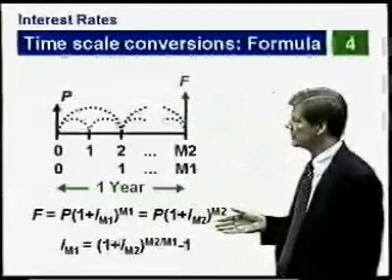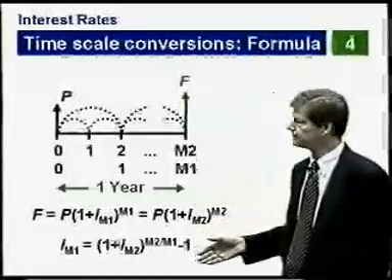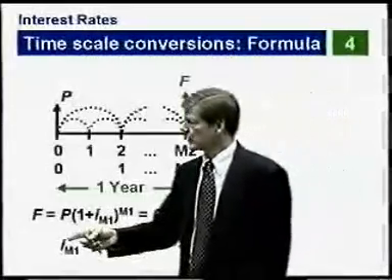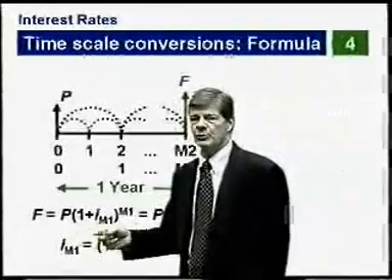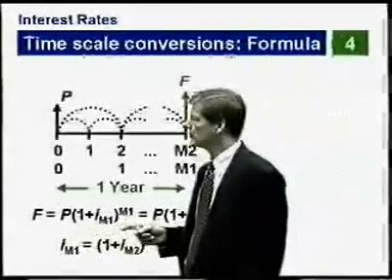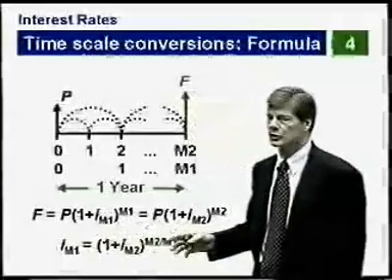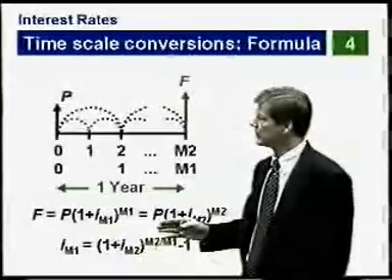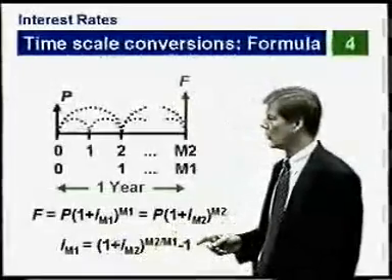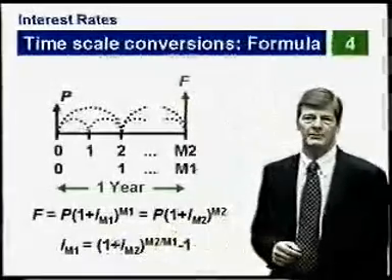Simplifying and rearranging the formula, you end up with this very general equation. The interest rate when funds are accumulating at M1 periods per year is equal to 1 plus the interest rate when funds are accumulating at M2 periods per year, raised to the power M2 divided by M1, minus 1.